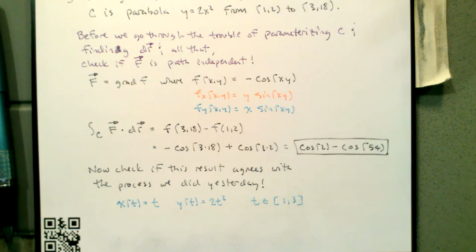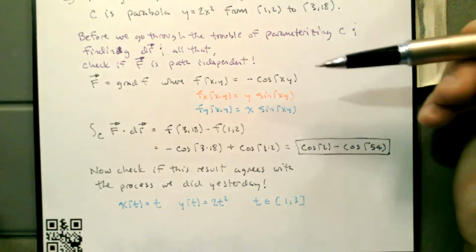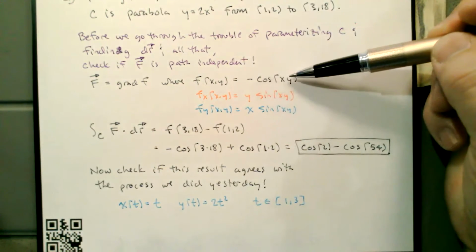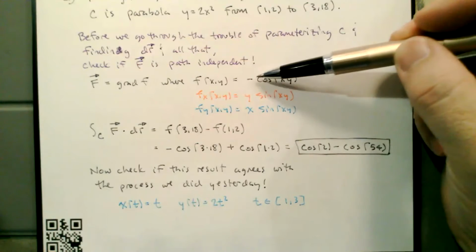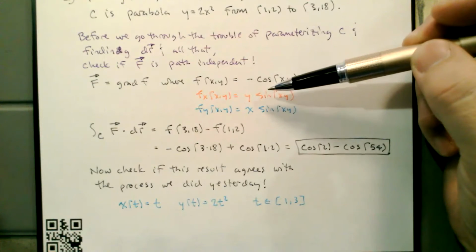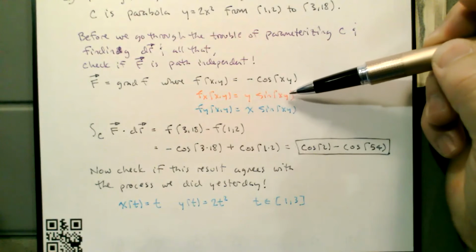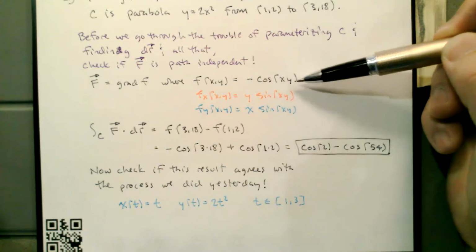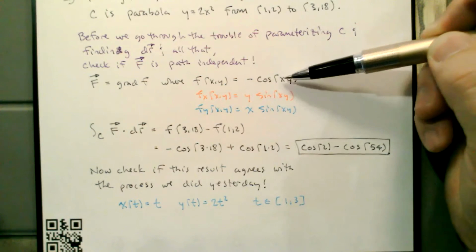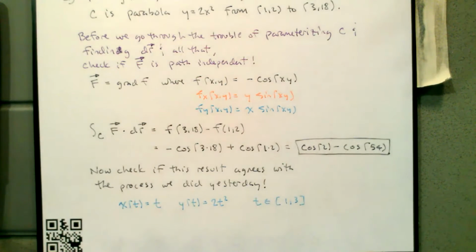So for fx, the derivative of cosine of something is negative sine of that thing. So the derivative of negative cosine xy is positive sine of xy times the derivative of xy with respect to x. The derivative of xy with respect to x is y, because y is the constant and x is the variable. And then just switch it up for fy.